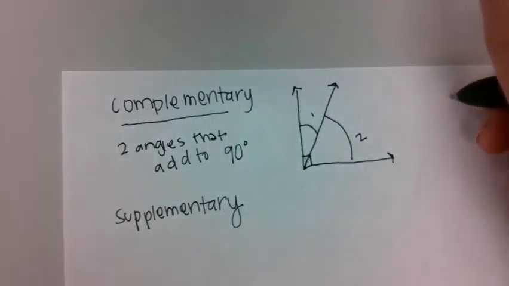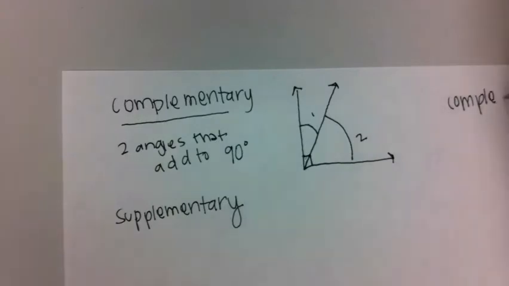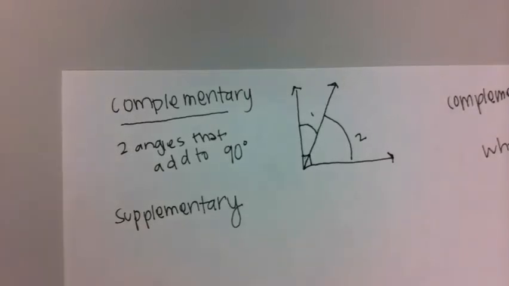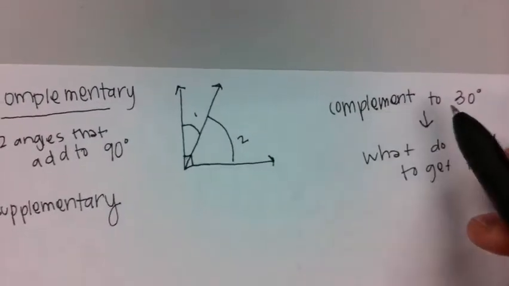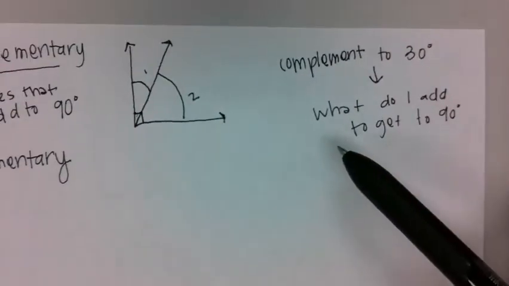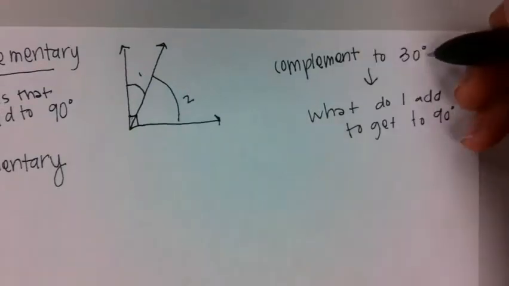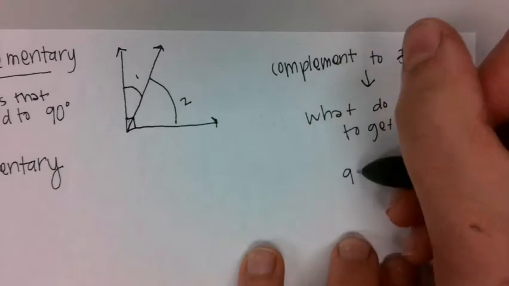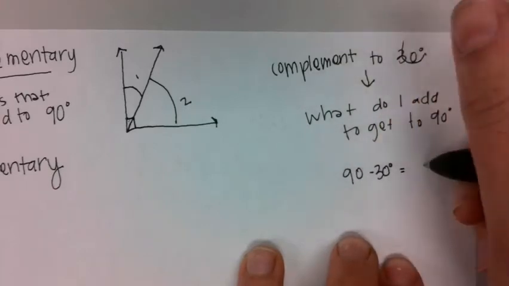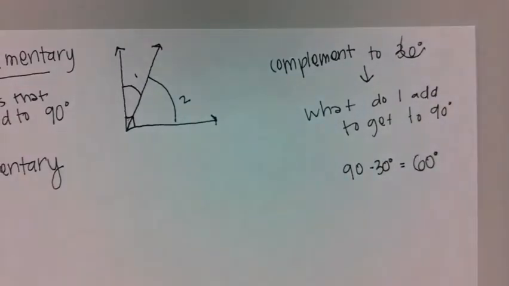And if someone ever asks for a complement, not a compliment like, hey, you look pretty, but a complement to 30 degrees, they're saying, what do I add to get to 90 degrees? So if you ever see the words, what is a complement to 30 degrees? The question really is, what do I add to get to 90 degrees? So the complement to 30 degrees is, well, what is 90 minus 30? And that will tell me 60 degrees. So the complement to 30 is 60 degrees.